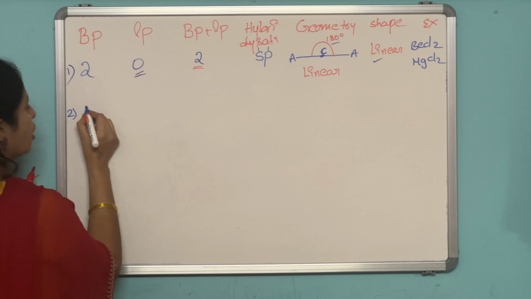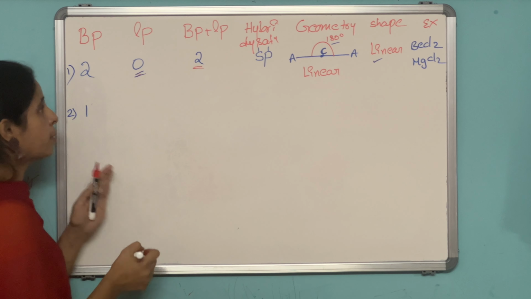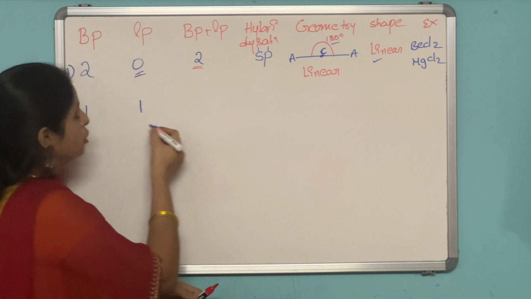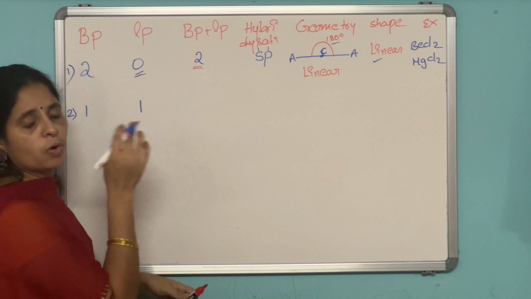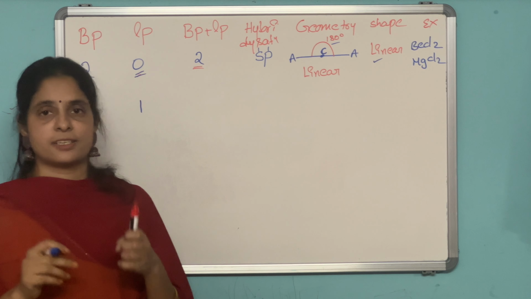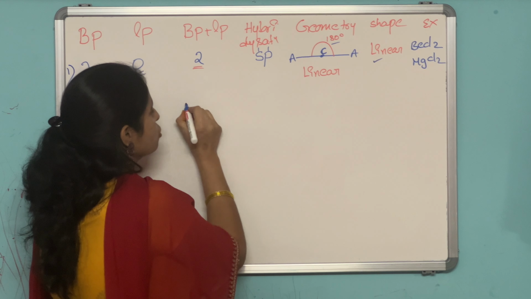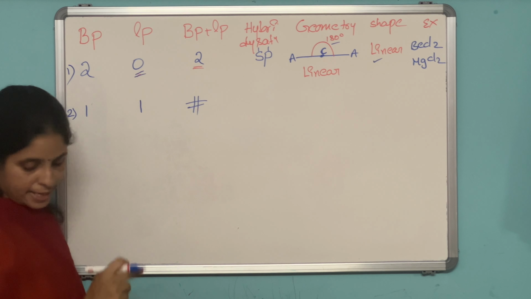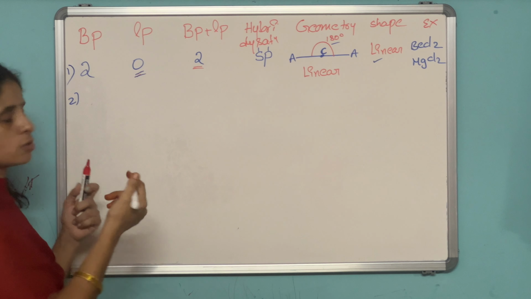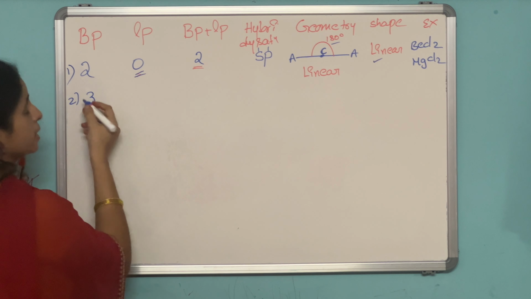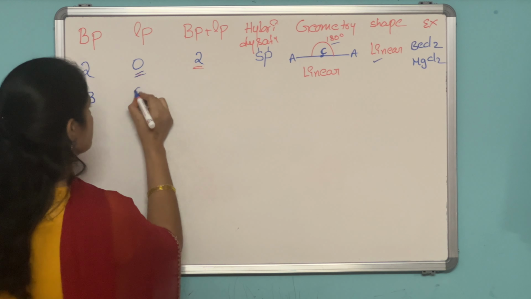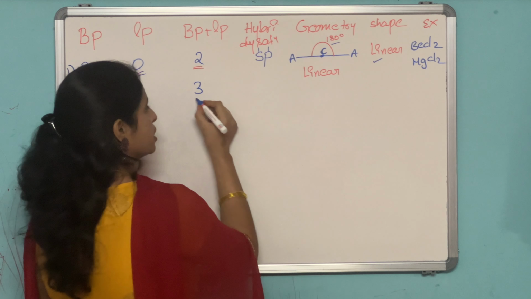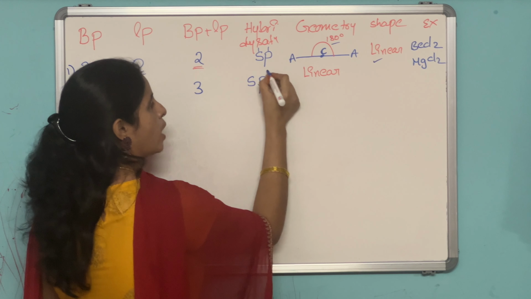The second one: just assume one bond pair and one lone pair. With one bond pair and one lone pair, no molecular species will adopt such a structure. So there is no structure that exists with one bond pair and one lone pair. Okay, you can write that also. And next one, 3 bond pairs, 0 lone pairs, so bond pairs plus lone pairs is 3. So what is the hybridization? 3 means it is sp2 hybridization.